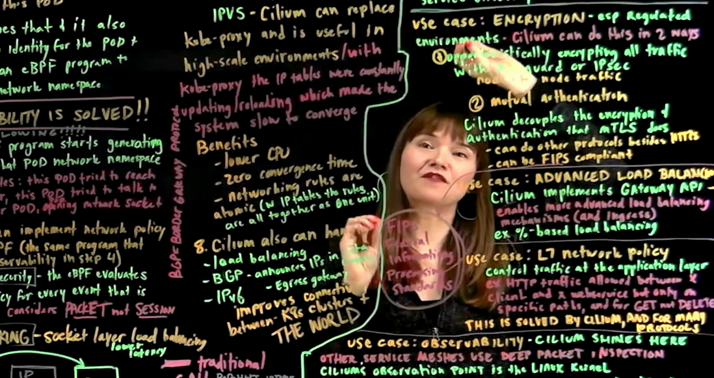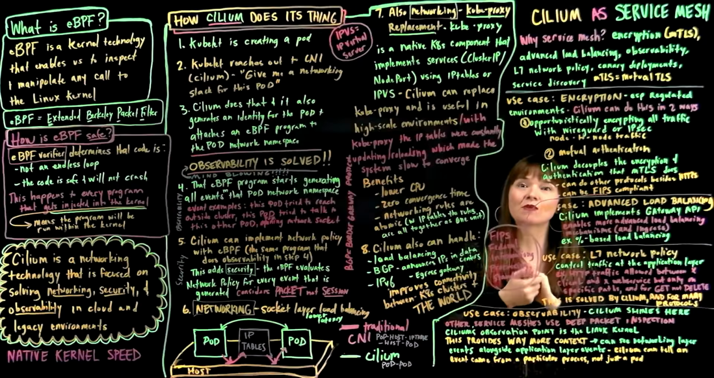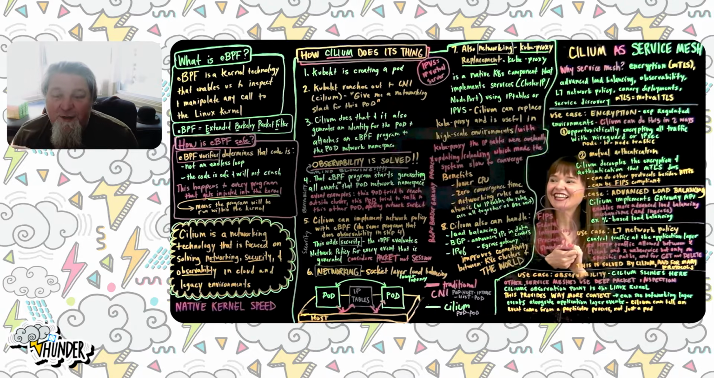So first and foremost, what is that program that's attached to the pod network namespace? What's it do? The first thing it does is start to generate events whenever it sees any sort of network event. Anytime an application tries to talk to another application, anytime an application tries to talk to the outside world, to the internet, it generates events whenever those things happen. And those events give you unprecedented visibility into what's actually happening at the network layer across the cluster.